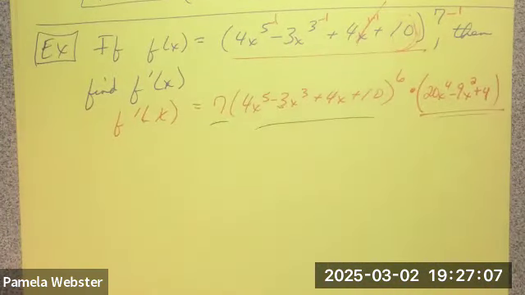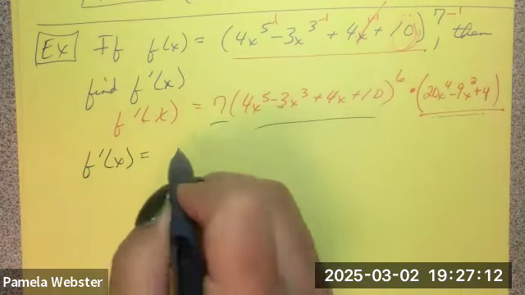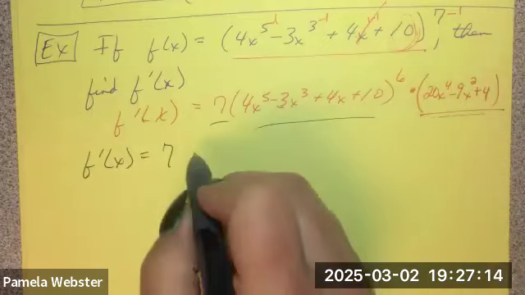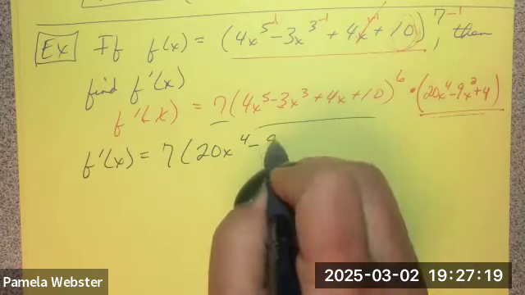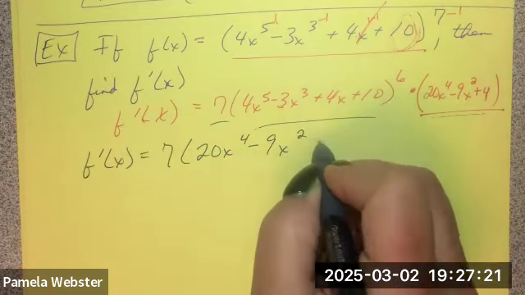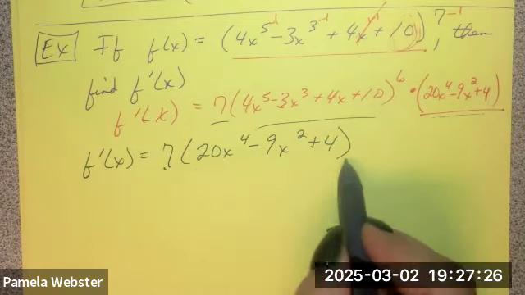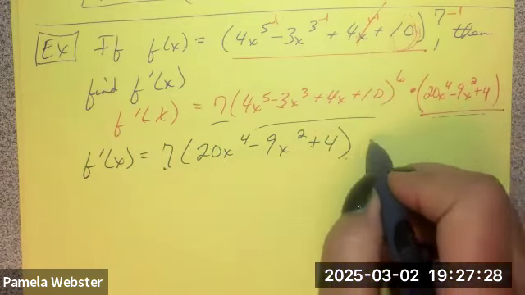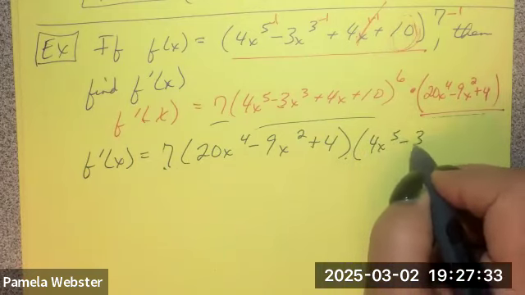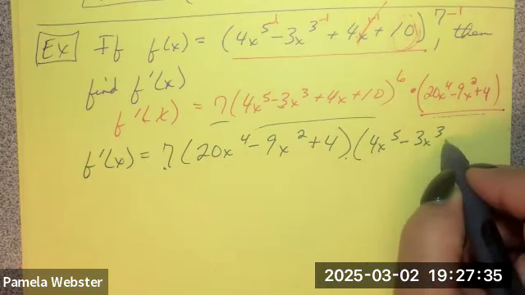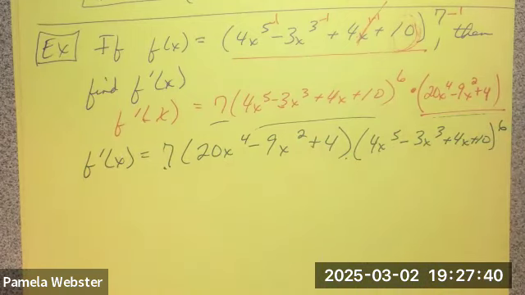And then I see one little step of cleanup. If you want to, you can rearrange them. They're all being multiplied, which means the order doesn't matter. So I think I'm going to write them like this. The 7 being multiplied by that 20x to the 4th minus 9x squared plus 4. And then that big 4x to the 5th guy, all of that stuff minus 3x to the 3rd plus 4x plus 10 to the 6th, all of him by himself.